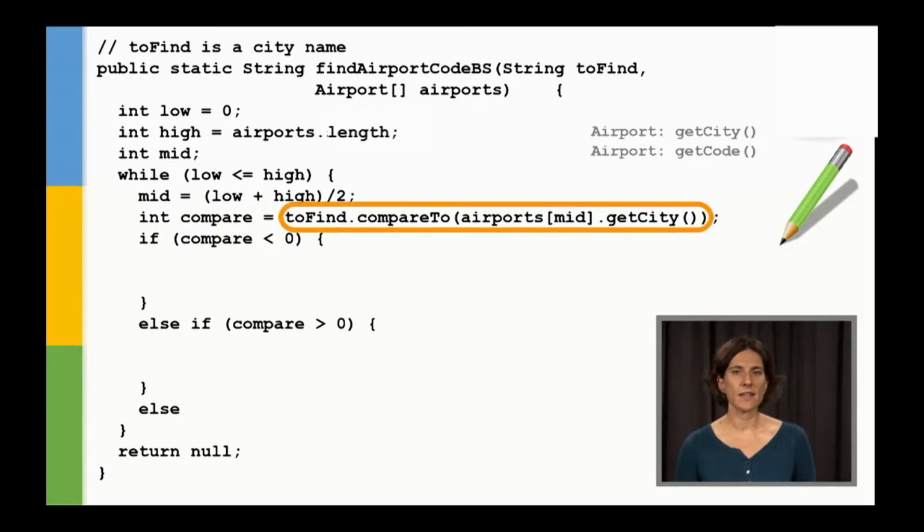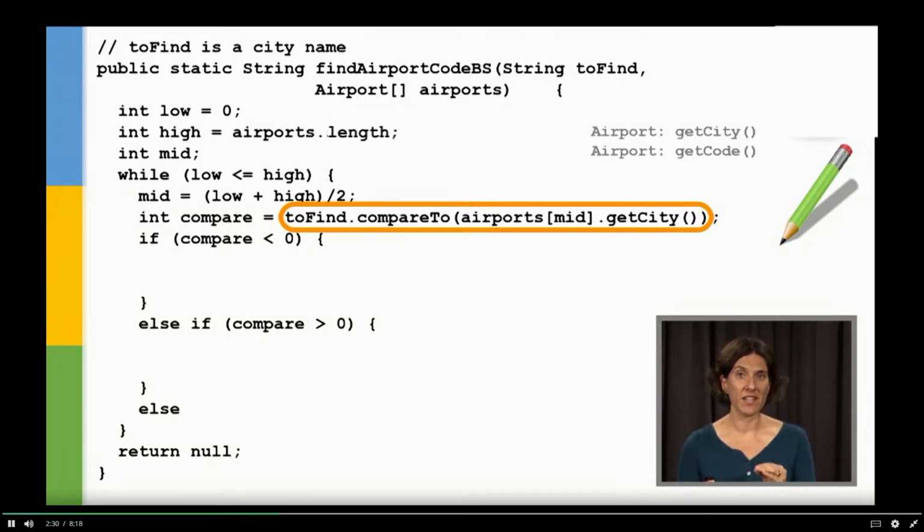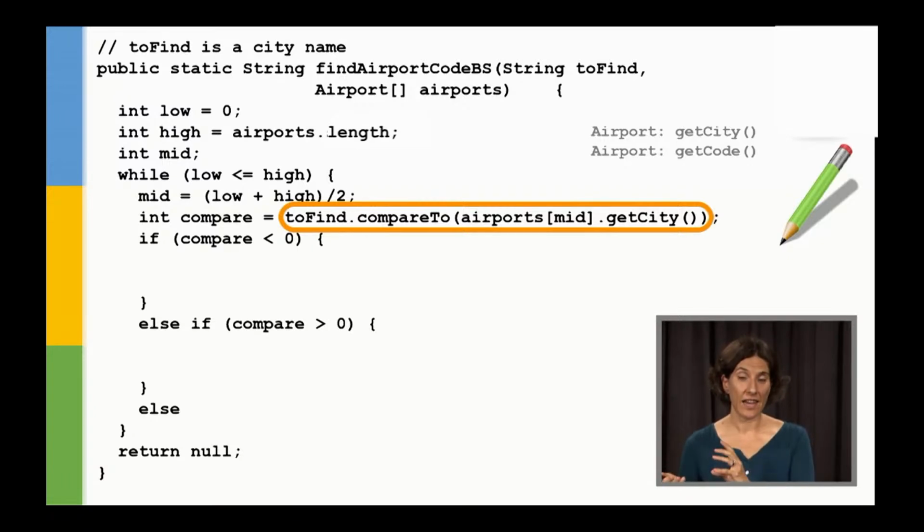What compareTo does is it compares a parameter object to a calling object. In this case, it will compare the city name that we're looking at in that airport object to the toFind city name. It will return -1 if the calling object, in this case toFind, or Istanbul, is alphabetically less than the city of the airport, the parameter object. It will return 0 if they're the same string, and it will return +1 if the city we're looking for, the toFind, is alphabetically greater than the city that we passed in as the parameter.